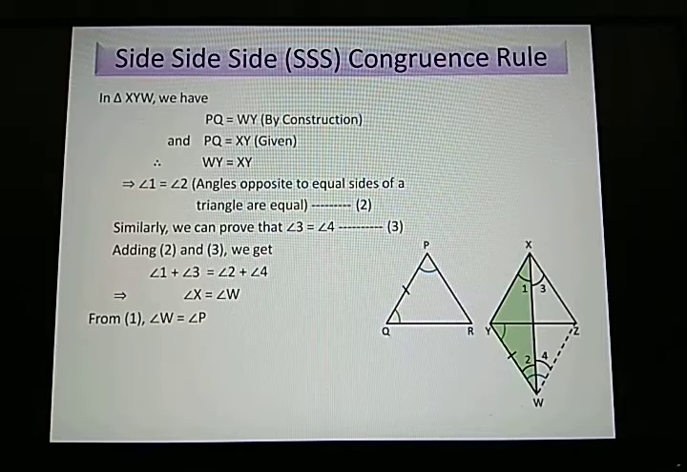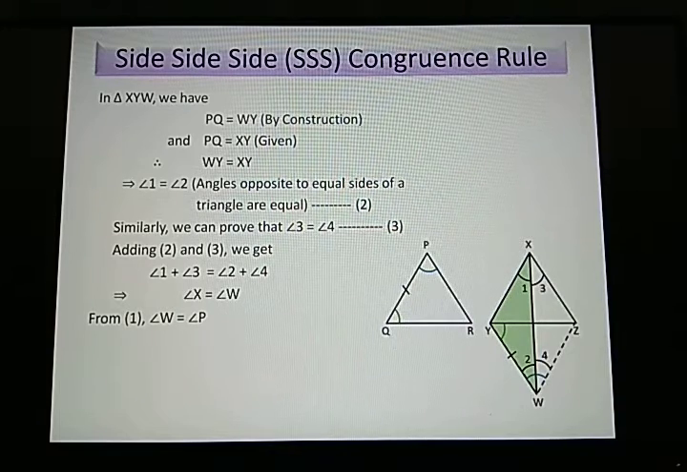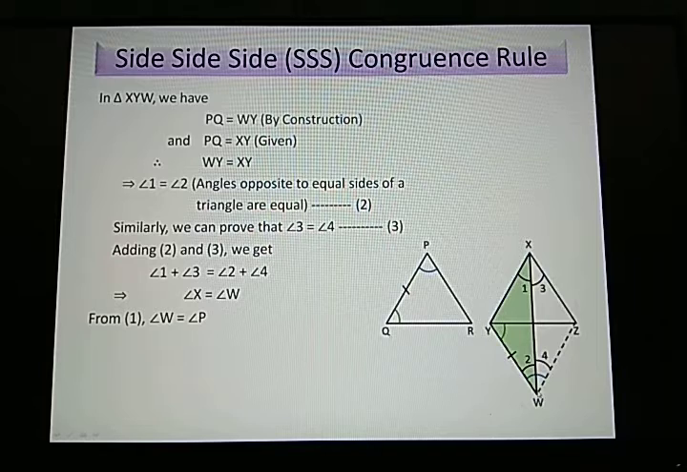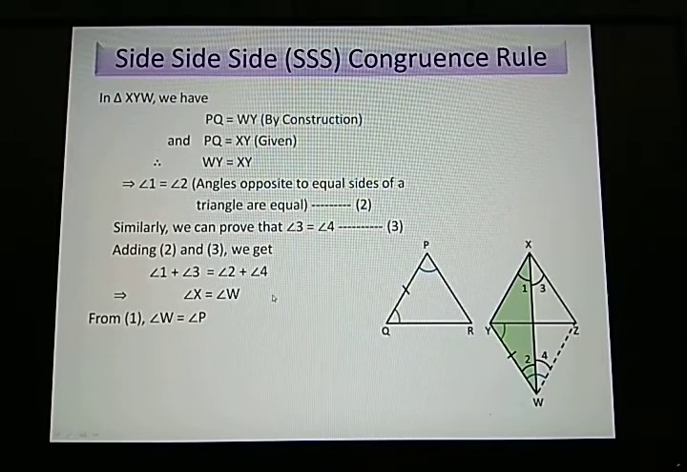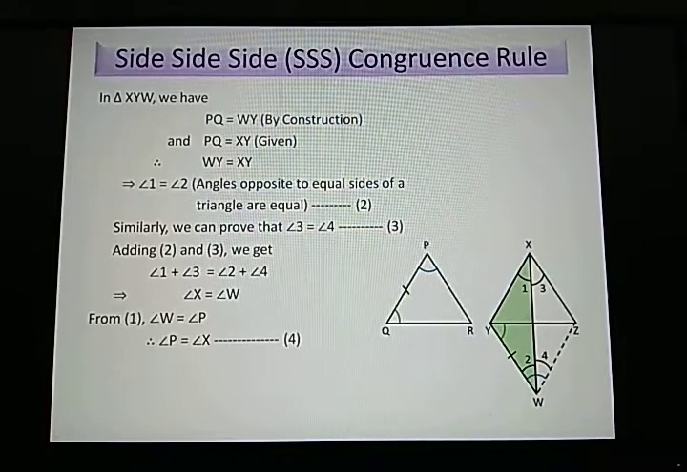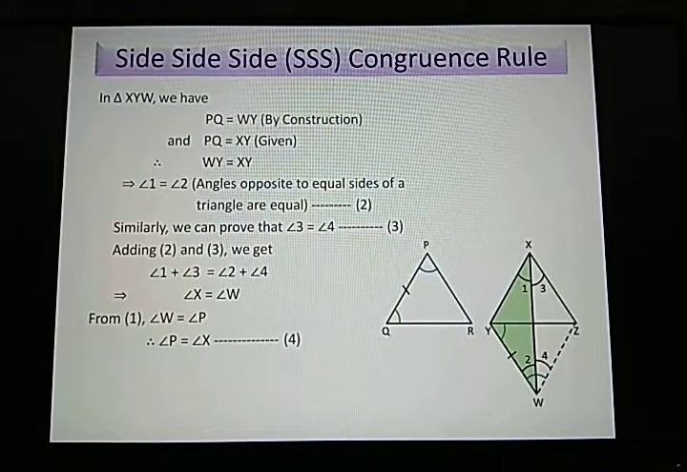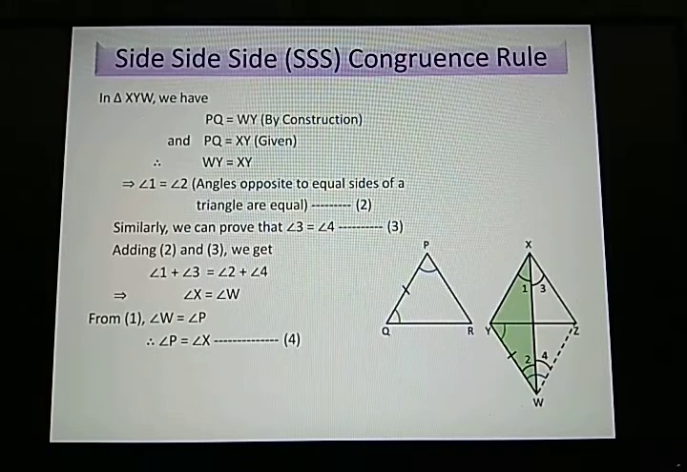Now from equation 1, we've already got in our previous slide that angle W is equal to angle P. After showing the congruency of triangle PQR and triangle WYZ, we got that angle W was equal to angle P. Clear? Now here we are getting that angle W is equal to angle X. So what can we infer from here? Yes, we can infer that angle P is equal to angle X. And that we will mark as equation 4.